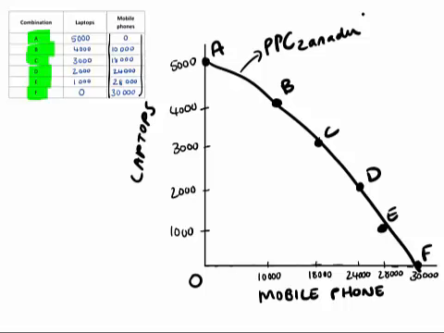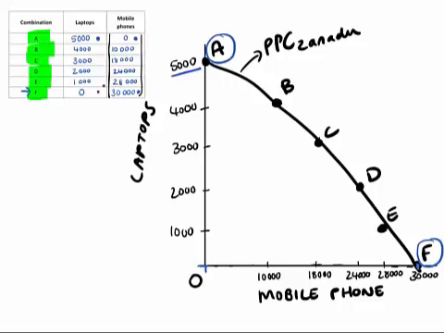Let's just review where I got all the information from. At point A, I have a production of laptops for 5,000 and 0 mobile phones. It's the same in the table. Point A shows 5,000 laptops and 0 mobile phones. Let's go to the other extreme. Point F, I show 30,000 mobile phones but no laptops. So here we see at point F 30,000 mobile phones and no laptops.